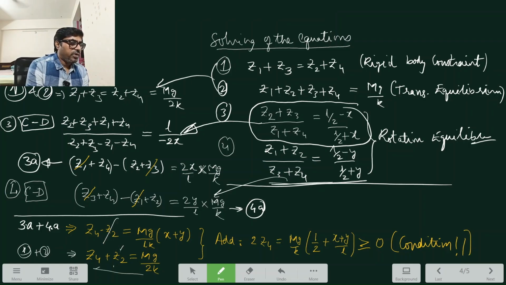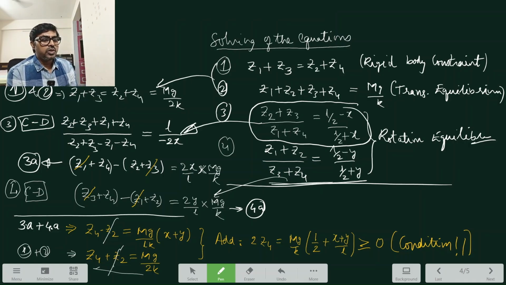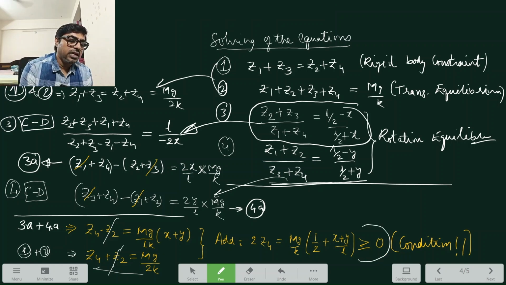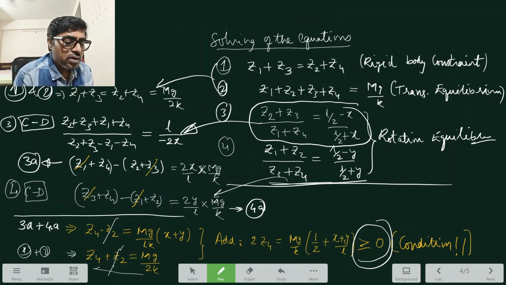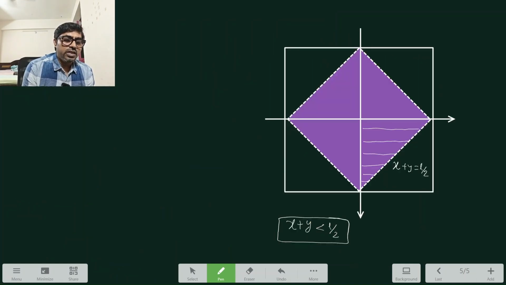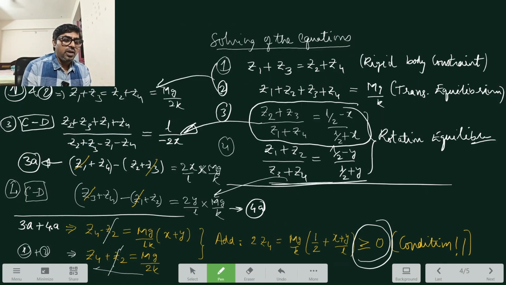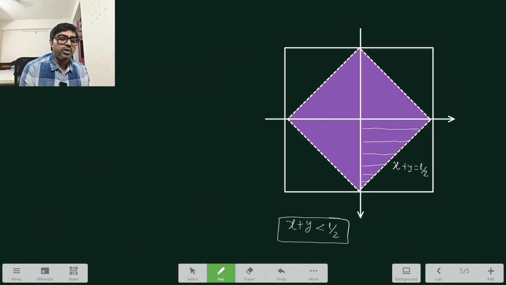Then what are you left with? 2Z4 equal to mg by k into 1 by 2 plus x plus y by L. That should be greater than or equal to 0, that is a condition. The string has to be taut, no? So whatever is in the bracket has to be greater than 0, and if you rearrange it, I get x plus y has to be less than L by 2.